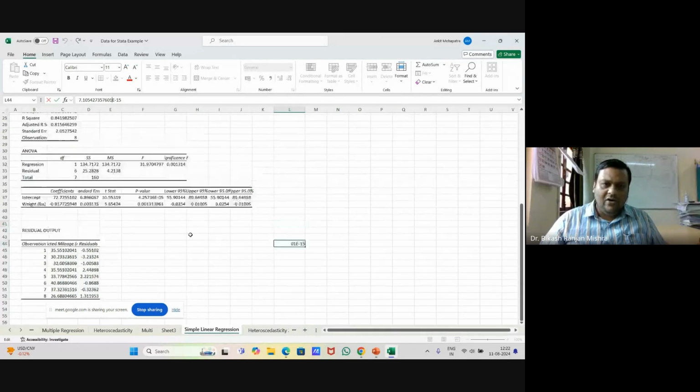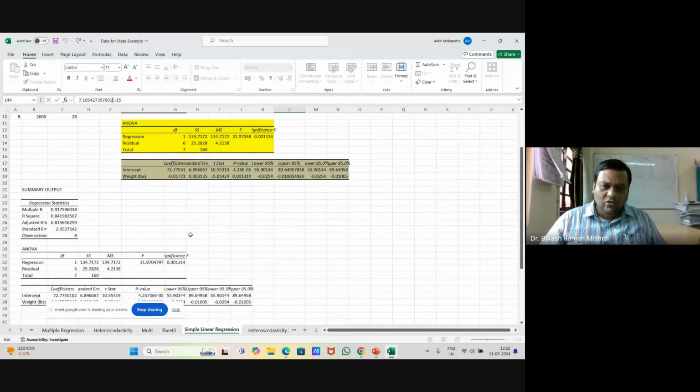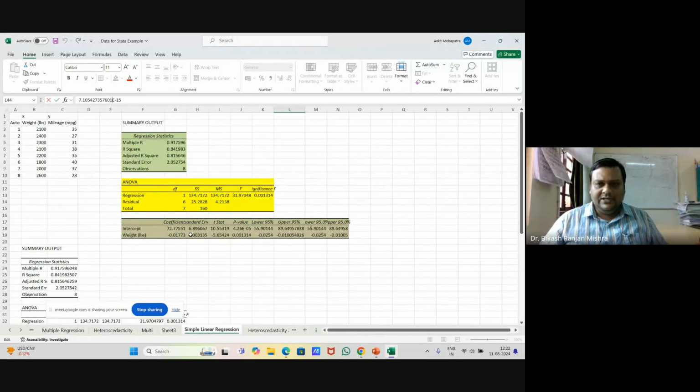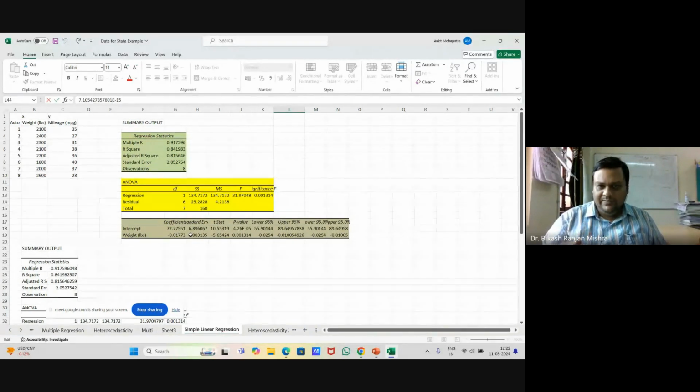So that is the idea of how to do a simple regression analysis with the help of MS Excel. If any doubt exists over here, then please ask me. The interpretation part, I will be telling you shortly.